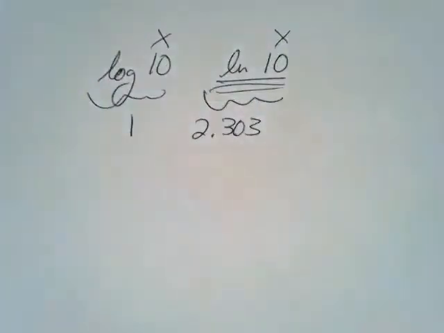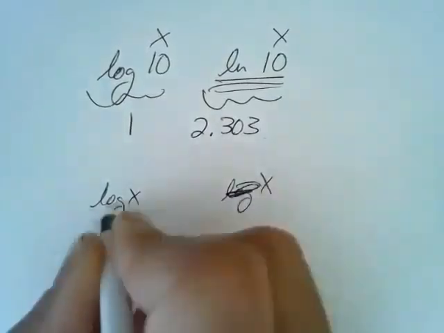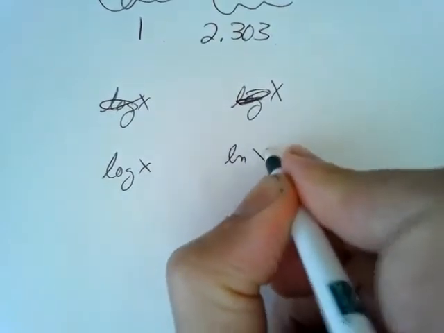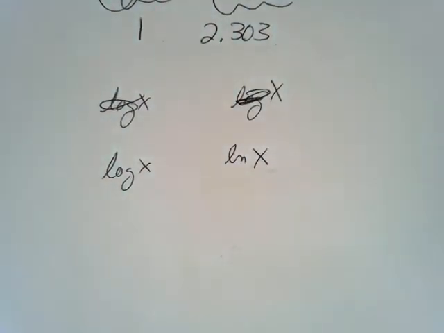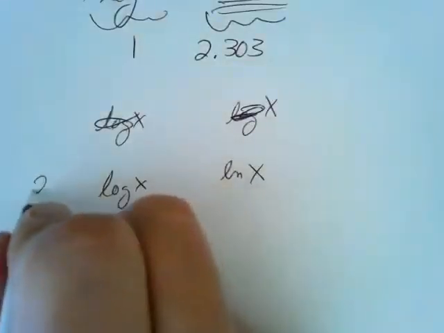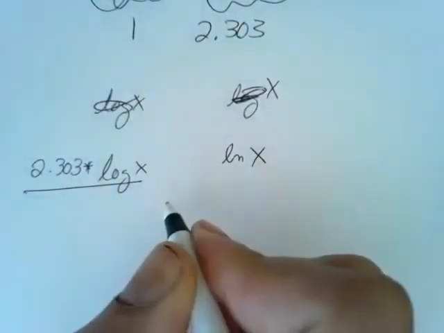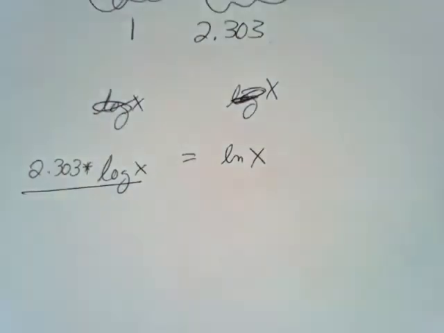So notice here, I'm going to substitute in a variable x. We have the base 10 log of x and the natural log of x. Now there's a relationship here. We saw that this was 1 and that was 2.303. If we were to take this side and multiply by 2.303, we end up getting what we get with the natural log. So there's another identity that if we say 2.303 times the base 10 log of x, we get the natural log of x.